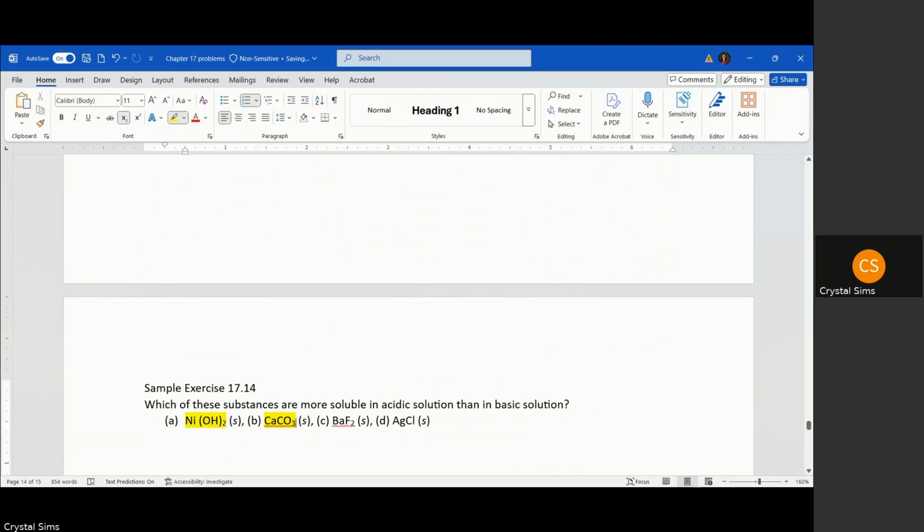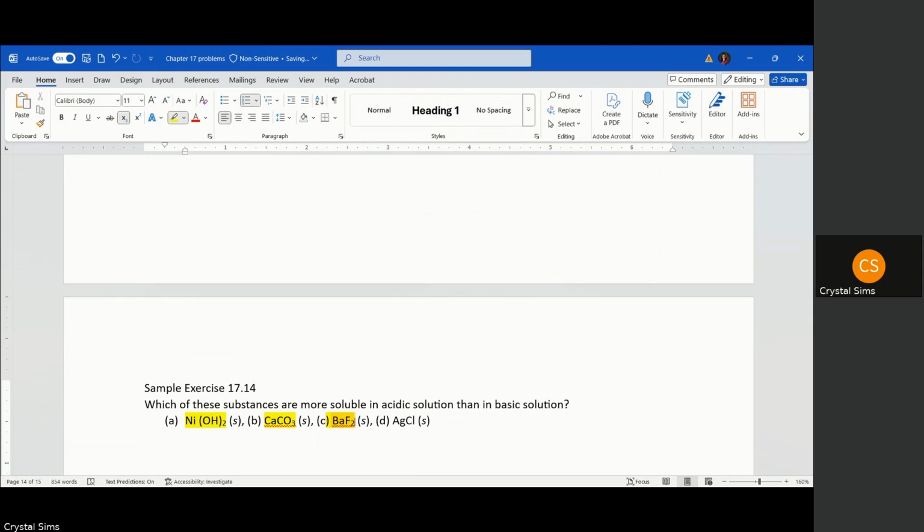Looking at the barium fluoride solution, we know that the fluoride ion is the conjugate base of a weak acid. Therefore, our anion is basic. We will have more solubility, an increase in solubility, in the acidic solution. The last one, silver chloride, is unaffected by changes in pH.